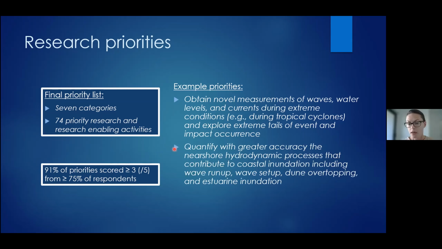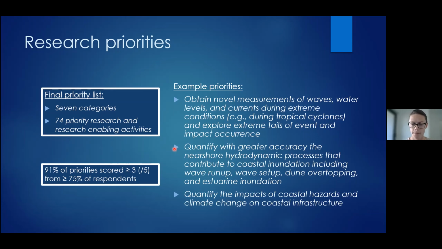The second example here, quantify with greater accuracy the nearshore hydrodynamic processes that contribute to coastal inundation, including wave runup, wave setup, dune overtopping, and estuarine inundation. So again, you could make inroads into a priority like that with a few people over a few years. And lastly, quantify the impacts of coastal hazards and climate change on coastal infrastructure. Again, this just gives you a bit of a feel for what some of the priorities were.